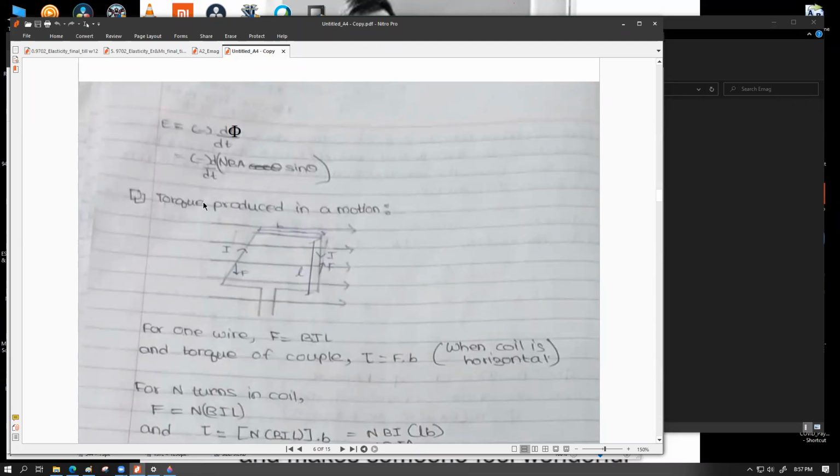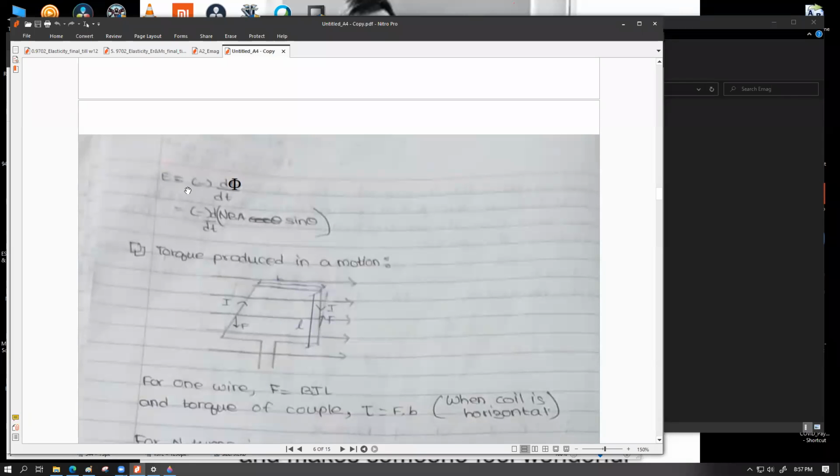All right. So this is the EMF generated for this thing. For our A2 syllabus, we have to work with two types of mathematics. Understand this very well. One is that we have to deal with motor scenarios.